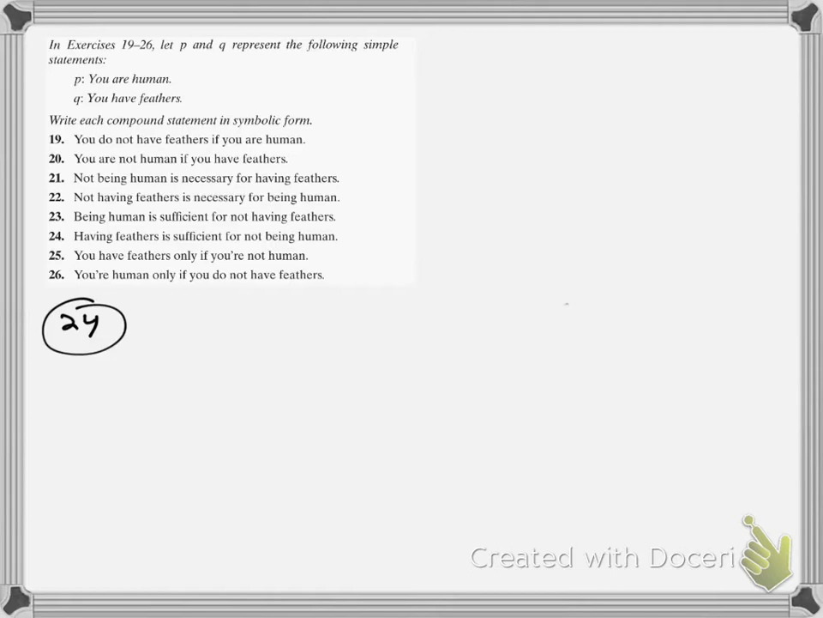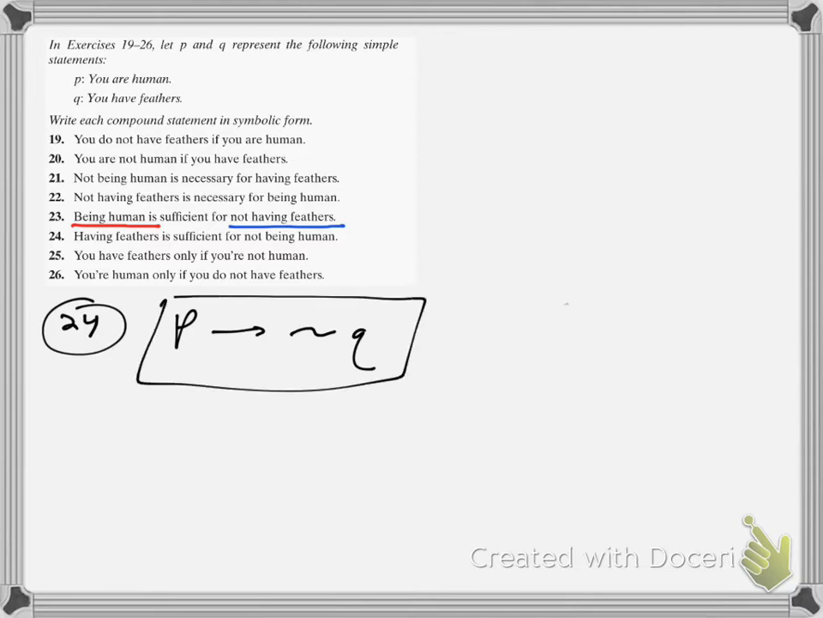Having feathers is sufficient for not being human. That means, so if I underline here a bit, you go back to your table that I had up a minute ago, being human is sufficient for second statement, not having feathers. So being human is the statement P, and that implies not having feathers, which is again not Q. You see the theme? These are all just the same thing.